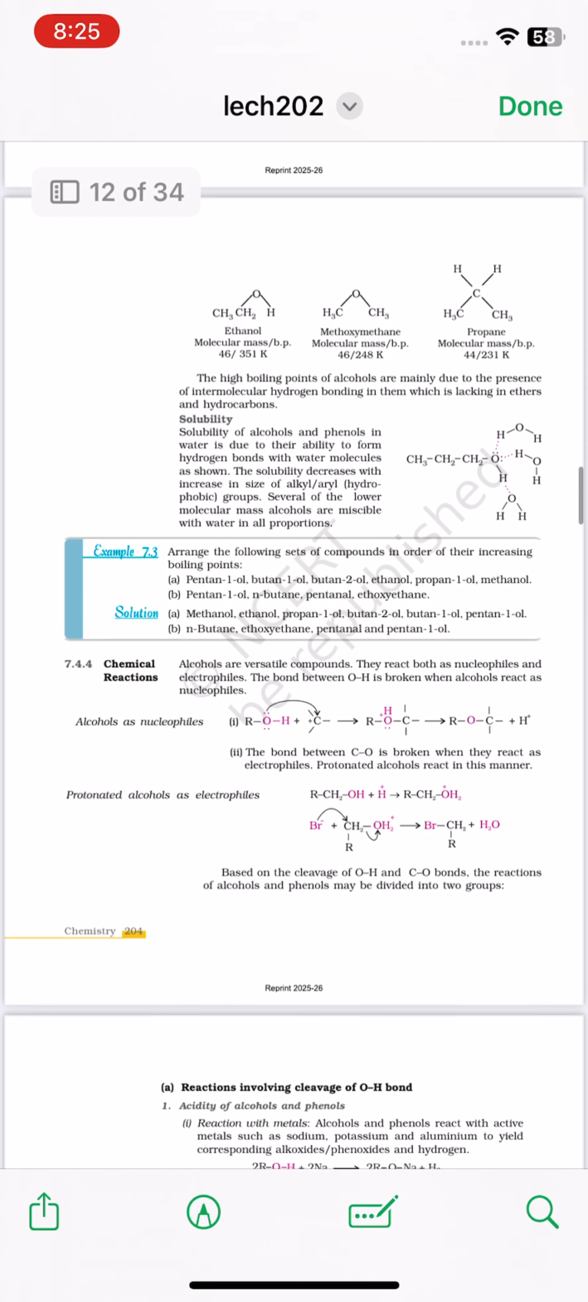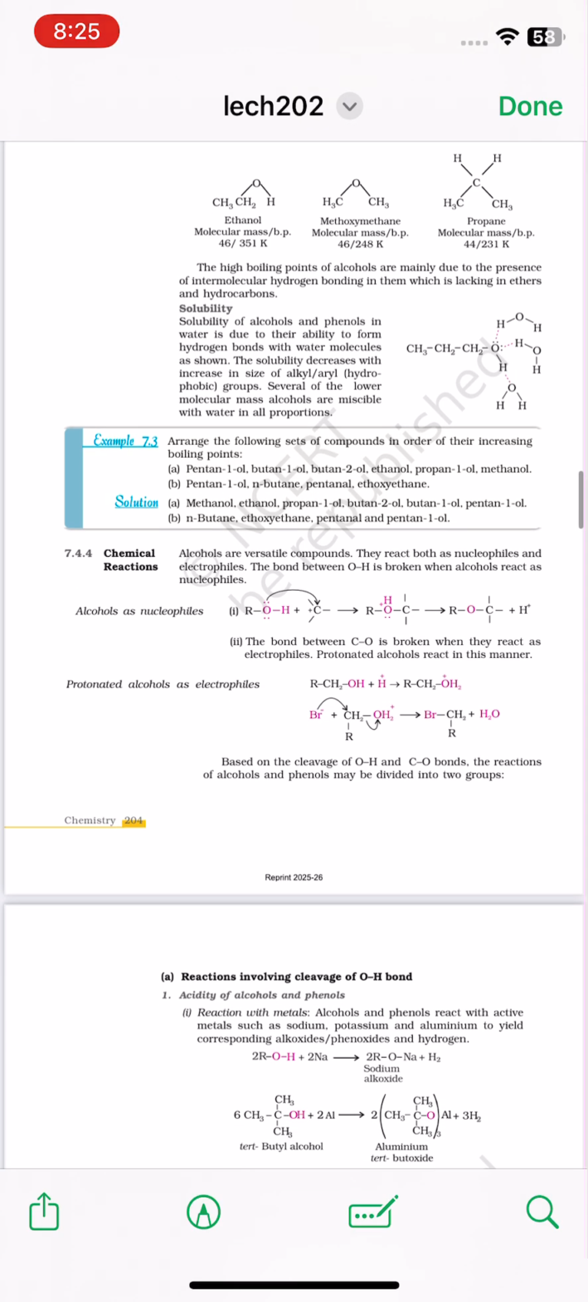The high boiling points of alcohols are mainly due to the presence of intermolecular hydrogen bonding in them, which is lacking in ethers and hydrocarbons. Solubility of alcohols and phenols in water is due to their ability to form hydrogen bonds with water molecules as shown. The solubility decreases with increase in size of alkyl or aryl hydrophobic groups. Several of the lower molecular mass alcohols are miscible with water in all proportions.